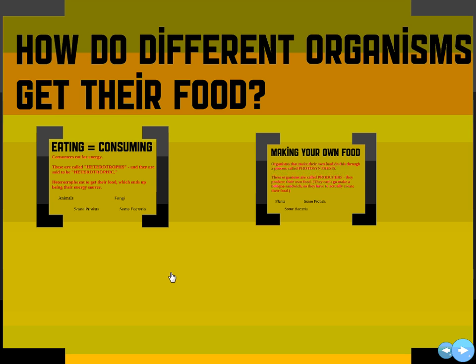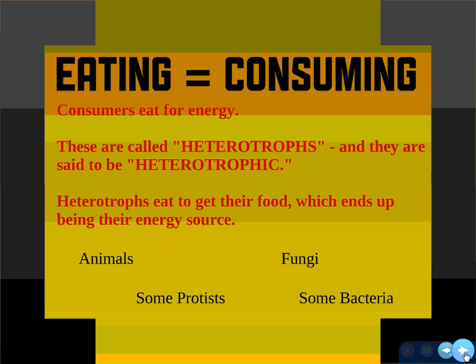On the first page here, we have how do different organisms get their food, which is actually the first guiding question. And there are two options for living things to get their food. The first option is to eat or consume the food. And consumers eat for energy. These are called the heterotrophs, and they are said to be heterotrophic. So heterotrophs eat to get their food, which ends up being their energy source.